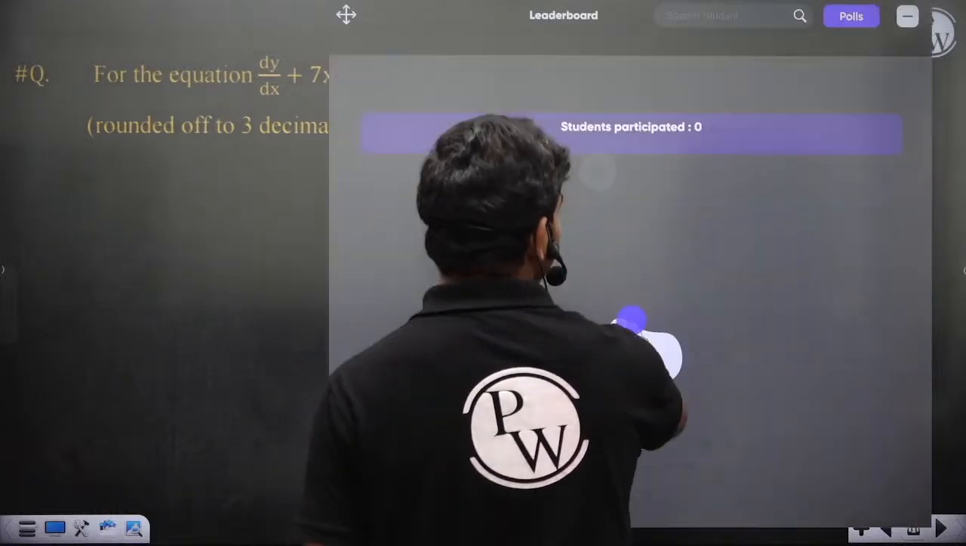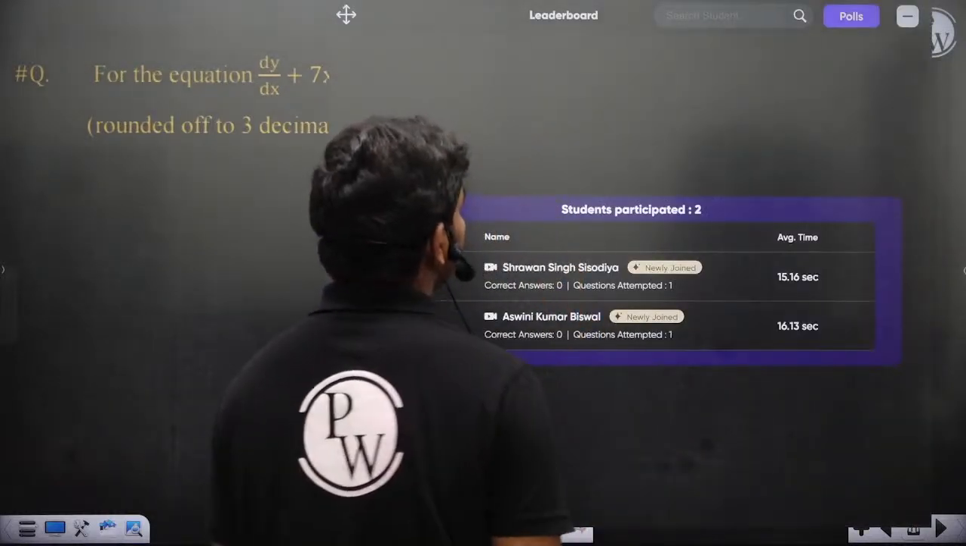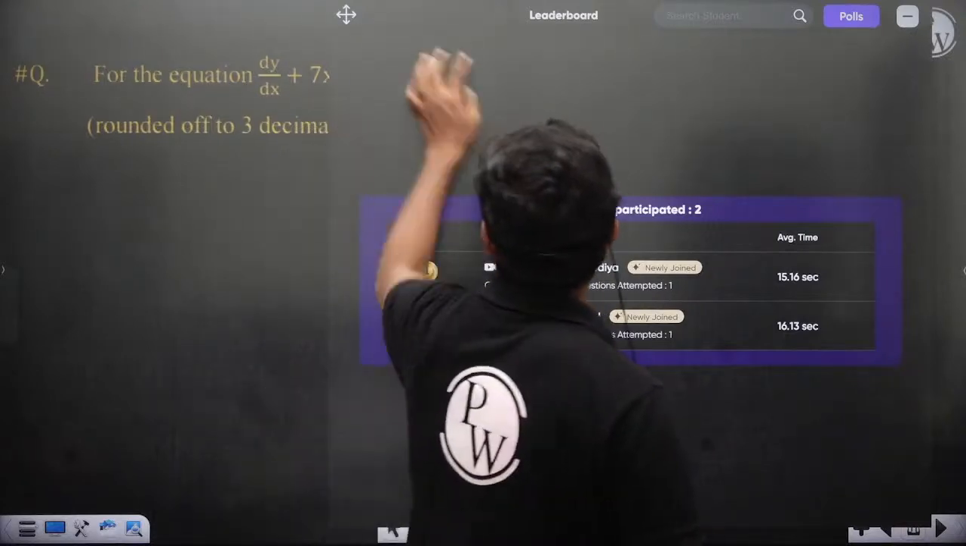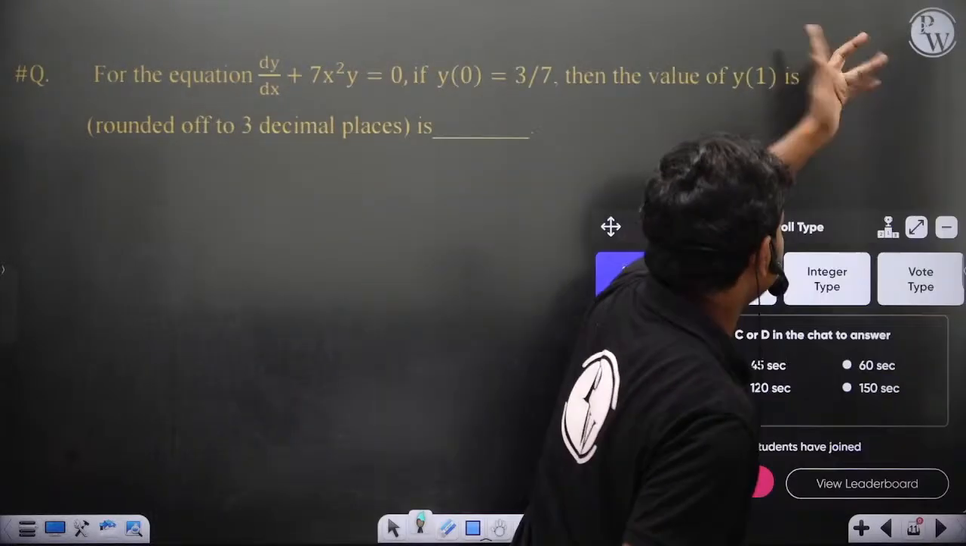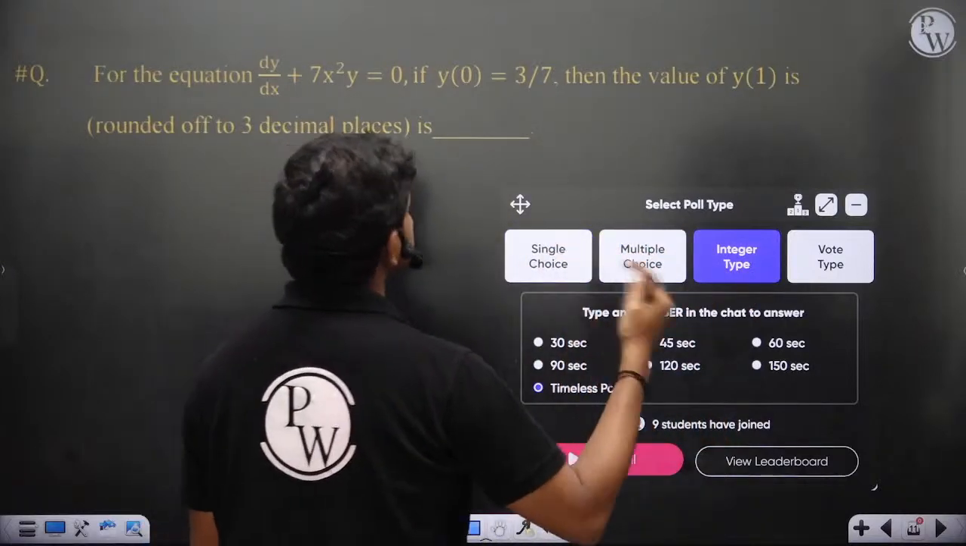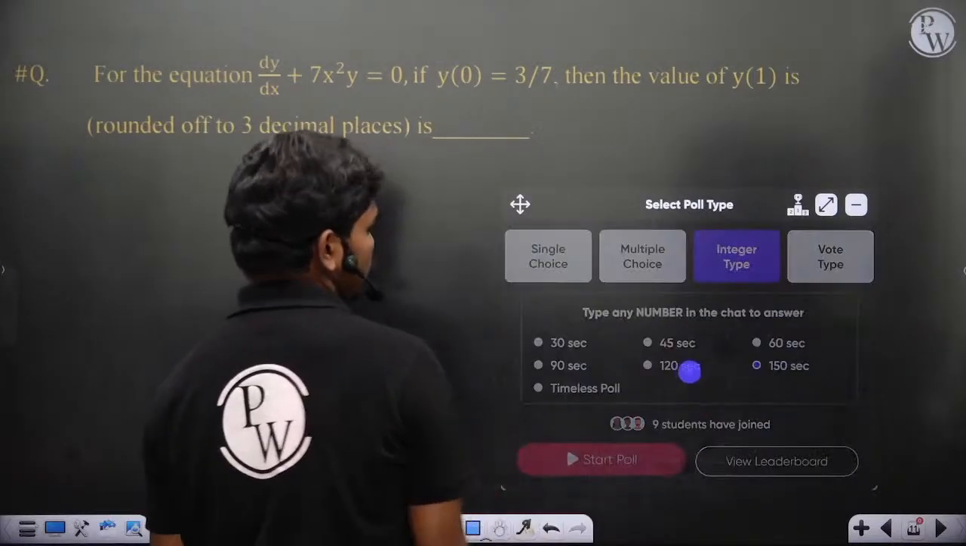The poll is not being taken. Why? Oh, it has taken. Good. Students participated: Shravan Singh, Ashwini Kumar Biswal. But then it's not showing. Why?